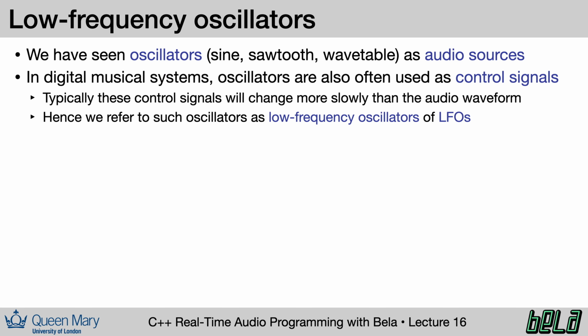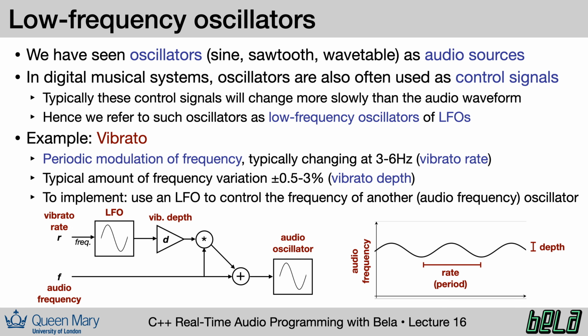We've seen oscillators several times by now, and we've seen them used as audio sources. But oscillators can also be used as control signals. Typically speaking, an oscillator that we use as a control signal is going to change value much more slowly than an audio waveform. This is what's known as the low-frequency oscillator, or LFO. Vibrato is a very good example of this. It's a periodic change in the frequency of a sound. Vibrato will typically unfold at the range that the human hand might move back and forth, for example 3 to 6 hertz. The amount of frequency variation depends on the vibrato depth, and it could be anything from very small, just a fraction of a percent, maybe up to around half a semitone or so, 3% in either direction.